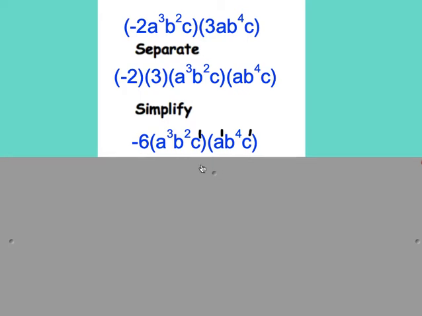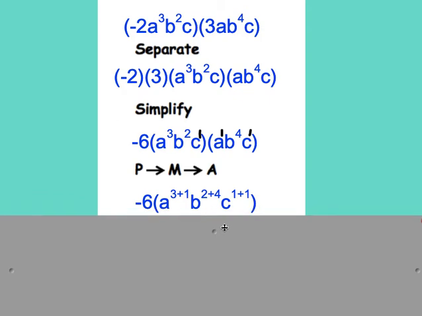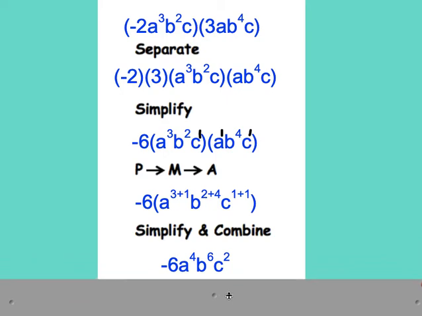So a to the third and a to the first makes a to the 3 plus 1. B to the second, B to the fourth is B to the 2 plus 4. And C to the first and C to the first gives you 1 plus 1. So my final answer is negative 6, A to the fourth, B to the sixth, C to the second.